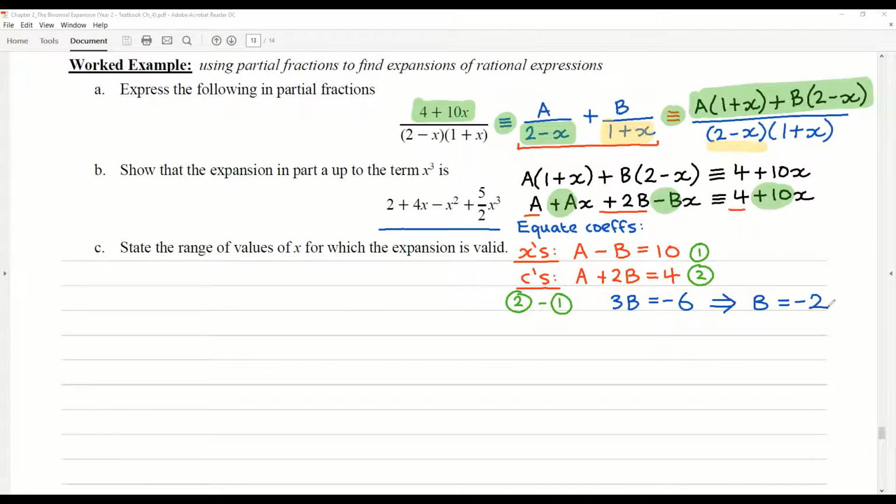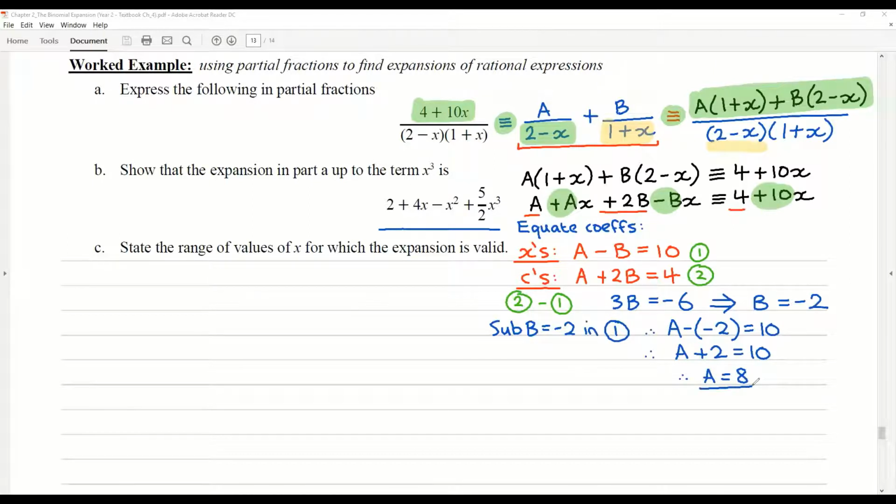Okay, so let's now sub that in. Sub B equals negative 2 in either equation, doesn't matter, into equation 1. So therefore, A subtract negative 2 is equal to 10. In other words, A plus 2 equals 10. Therefore, A equals 8.